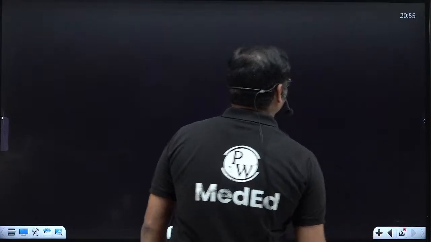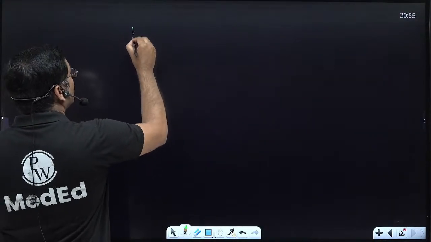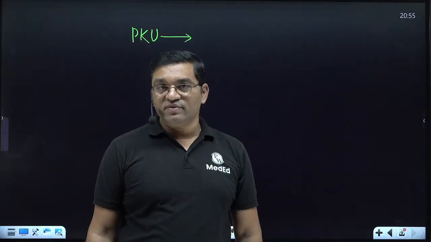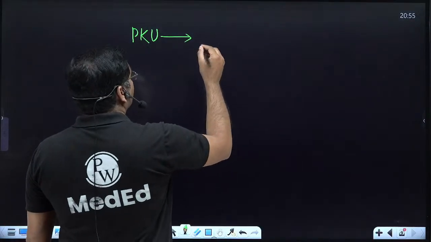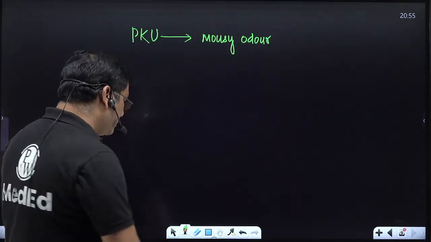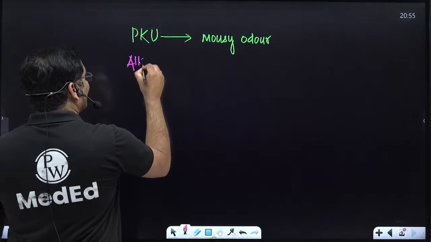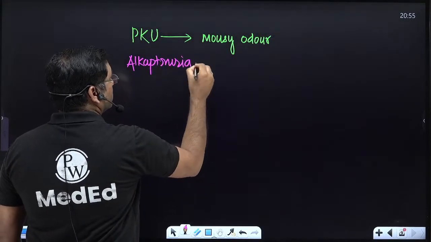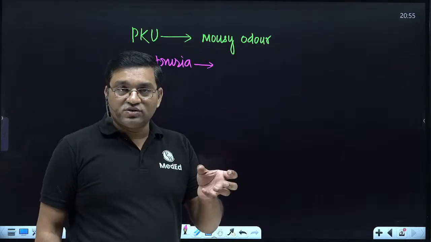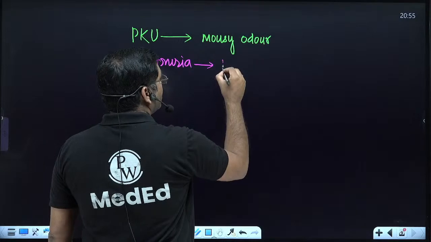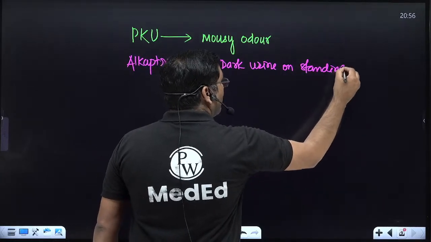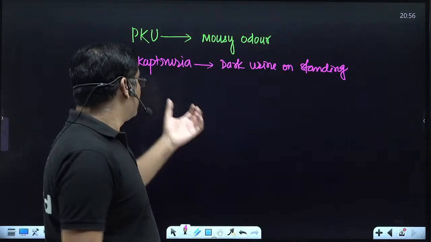So what we learned today, summary: phenylketonuria is a common, important inborn error of phenylalanine and tyrosine metabolism due to defect in phenylalanine hydroxylase. The classical feature is mousy odor of urine. Then the second important disorder is alkaptonuria. It is due to homogentisate oxidase defect, asymptomatic during childhood. Later on, there is a tendency to develop arthritis due to ochronosis, due to deposition of alkaptone pigment. Here, the characteristic feature is urine turns dark, black urine on standing. Black staining of diaper in alkaptonuria.